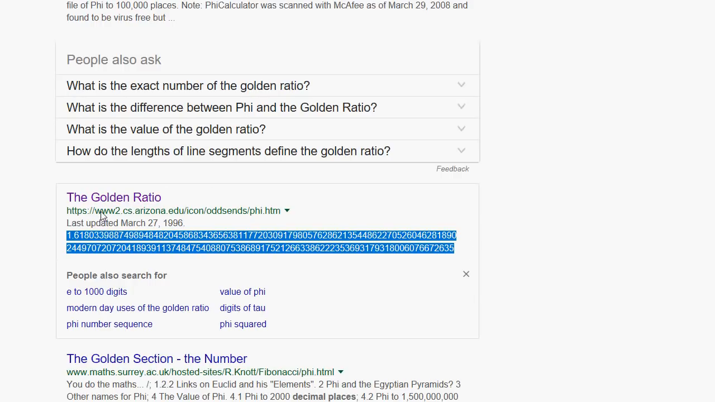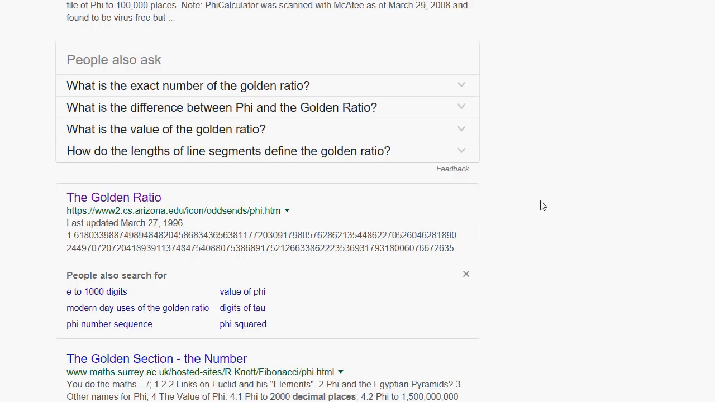This is from www.cs.arizona.edu, so Arizona University, I would think. Arizona State, one of them. I think if it was Arizona State, it would probably say Arizona State, but that's irrelevant for the most part. This was updated last March 27th, 1996.